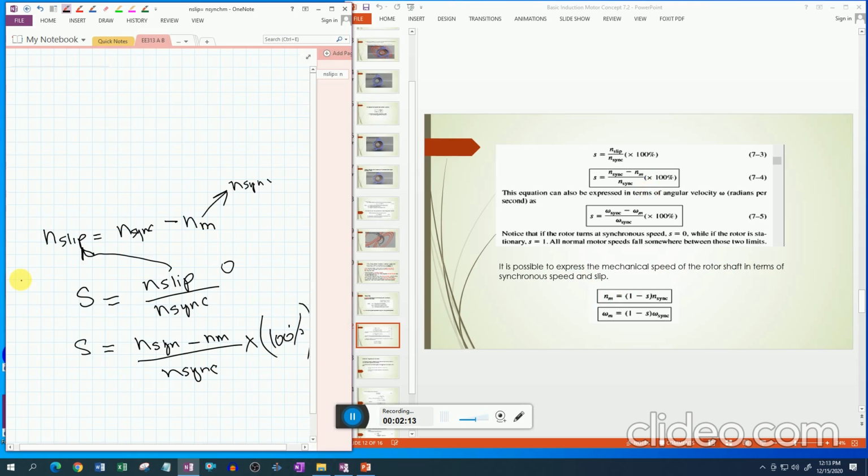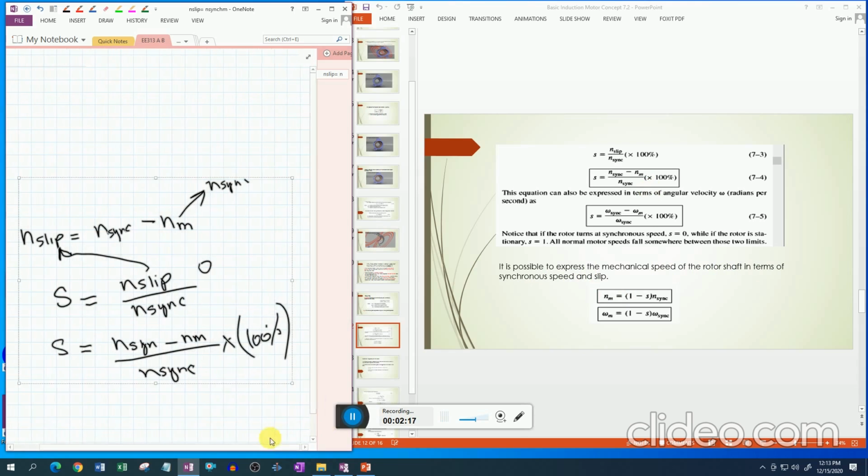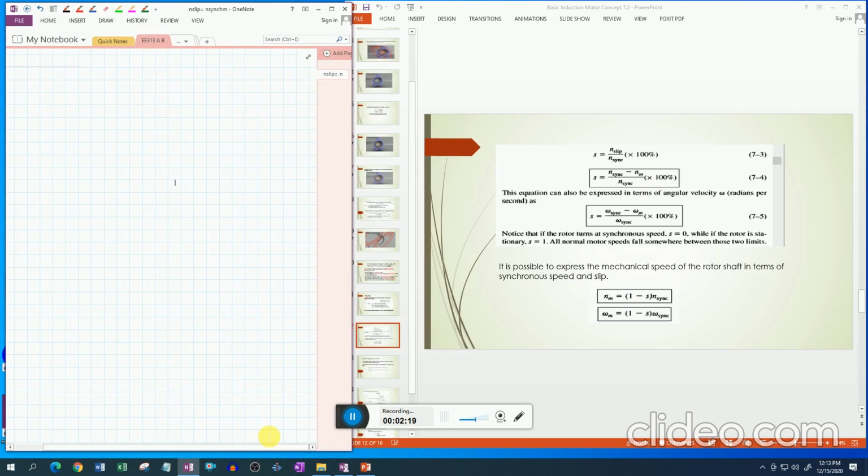I will show here how these come. n slip is equal to n synchronous minus nm, and slip is equal to n slip divided by n synchronous.